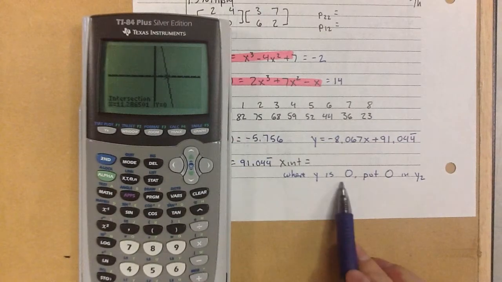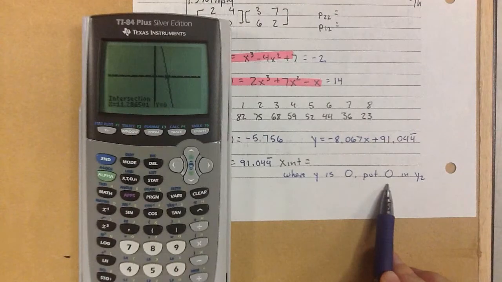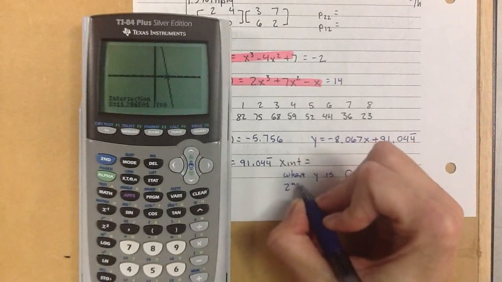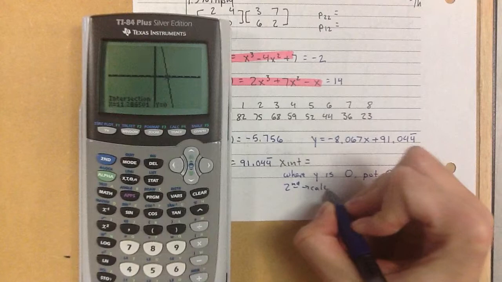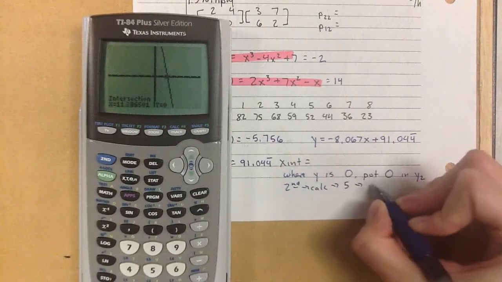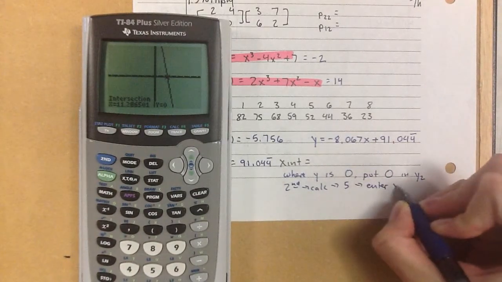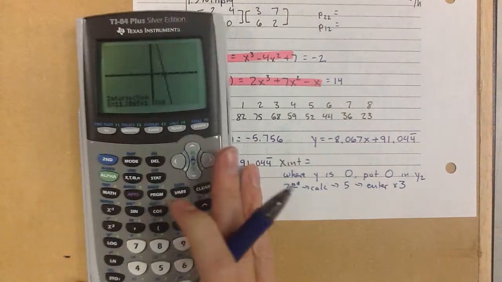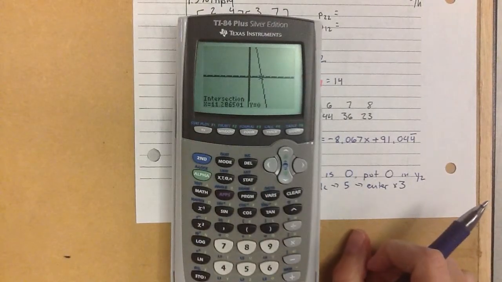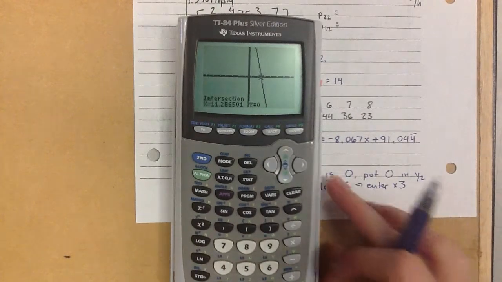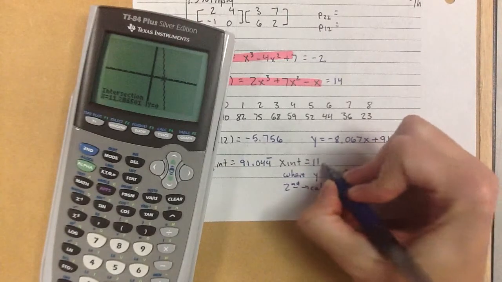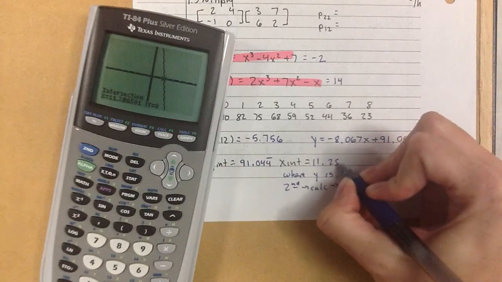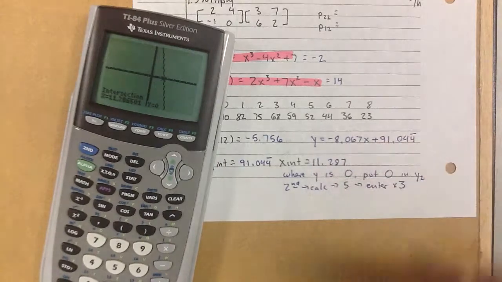Okay? So where y is 0, you're going to put 0 in y2. And then you push second, calc, 5. Then you push enter 3 times. And it will give you your x-intercept. So that is 11.287. You understand why that worked like that or no? Yes, no? Yeah?